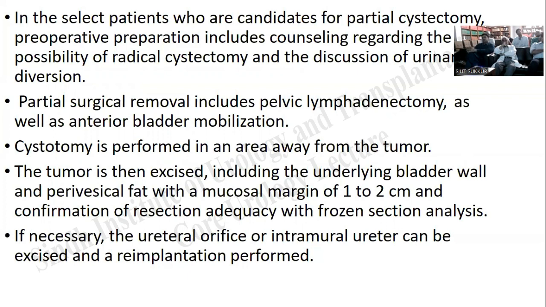Partial surgical removal includes pelvic lymphadenectomy as well as anterior bladder mobilization. Cystotomy is performed in an area away from the tumor. The tumor is then excised, including the underlying bladder wall and prevesical fat, with a mucosal margin of 1 to 2 cm and confirmation of resection adequacy with frozen section analysis. If necessary, the ureteral orifices or intramural ureter can be excised and reimplantation performed.